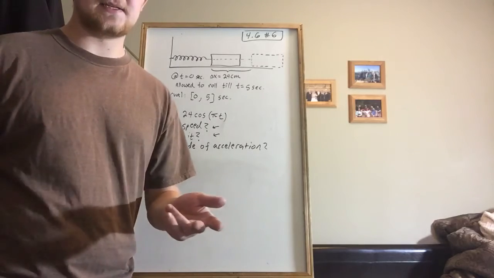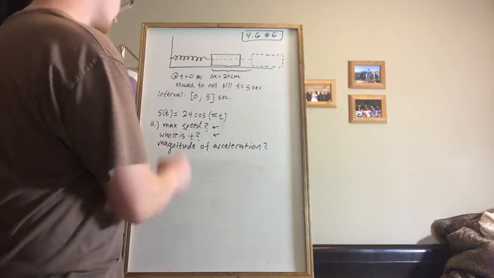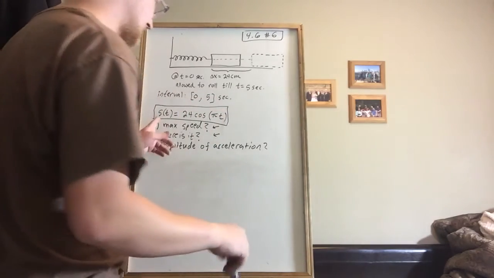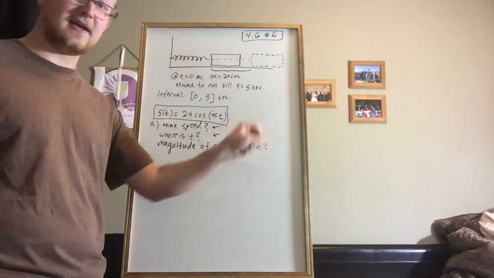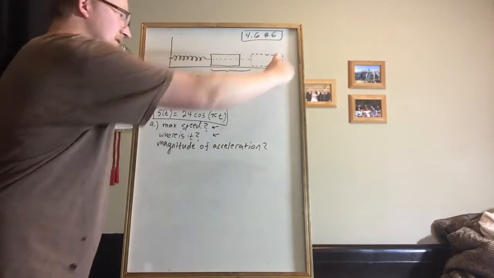Because it says that the equation for position as a function of time is this. It's position, which they're indicating with s, as a function of time. So s of t is equal to 24 cosine of pi t. And the 24 is interesting. It's the same amount that we stretched this thing.